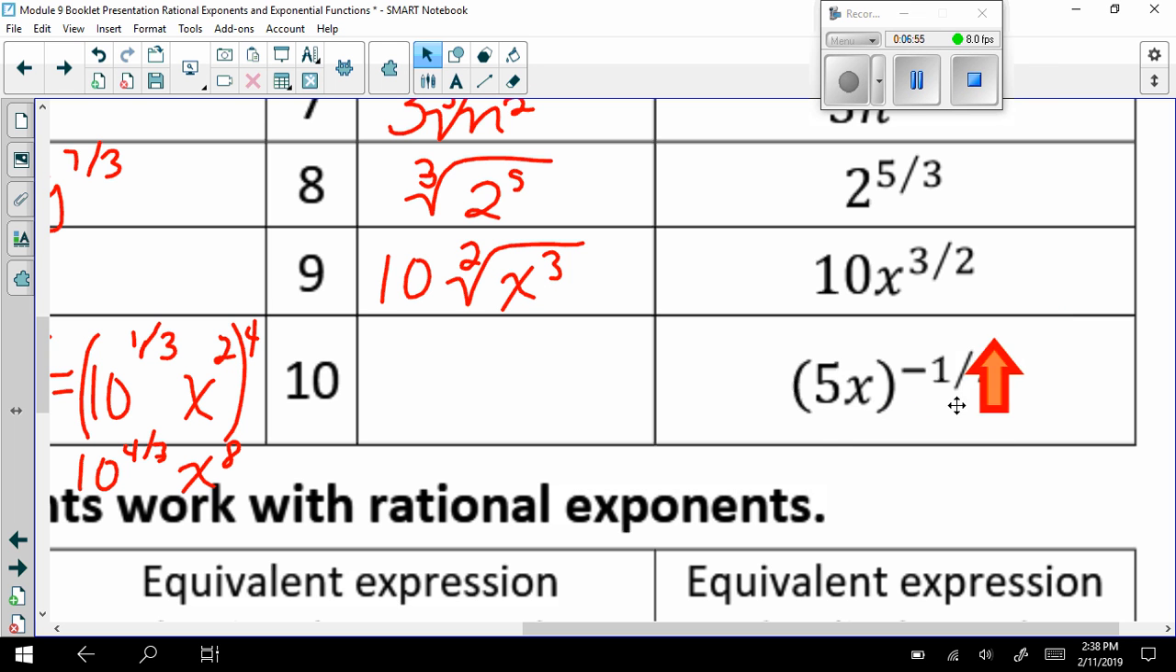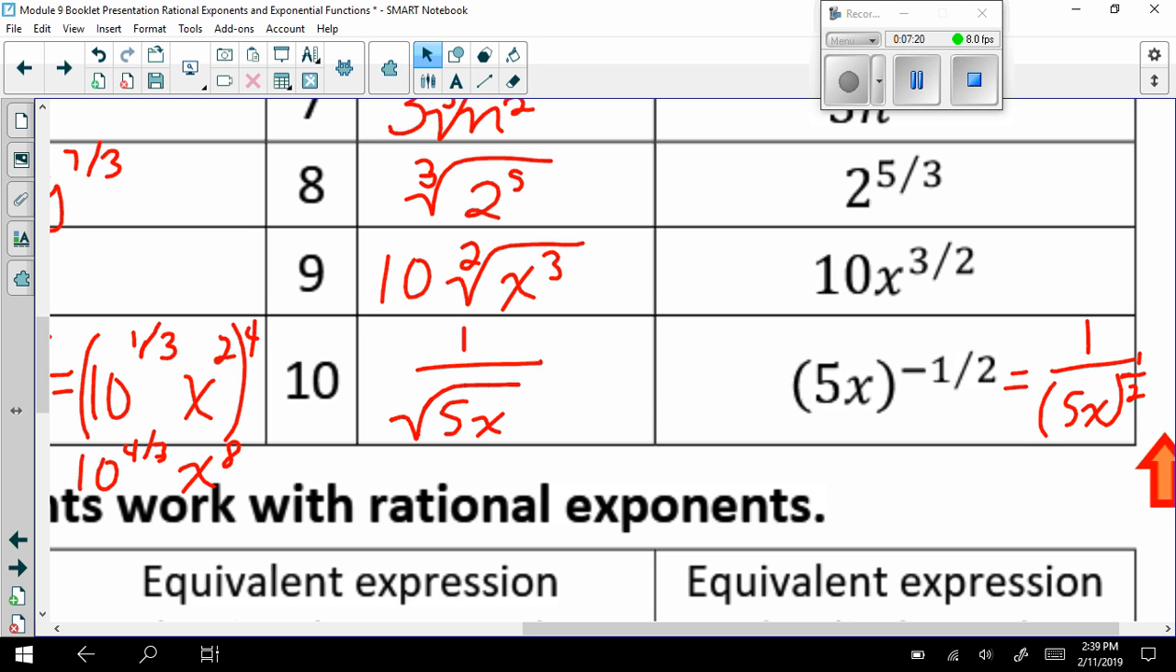Okay, before I can rewrite this one, I'm going to go ahead and take care of that negative, because I don't have a way to write the negative using my radical. Remember, the negative exponent just drops you to the denominator and makes it positive. So that's going to be 1 over, my base is 5x, my exponent on both is 1, my root is 2. So it's going to be 1 over the square root of 5x. And that is it for our rational exponent notation.